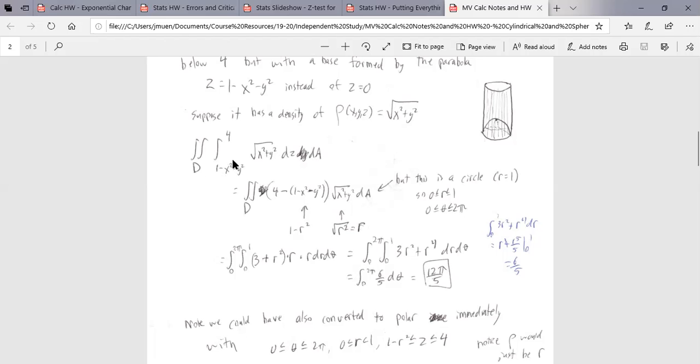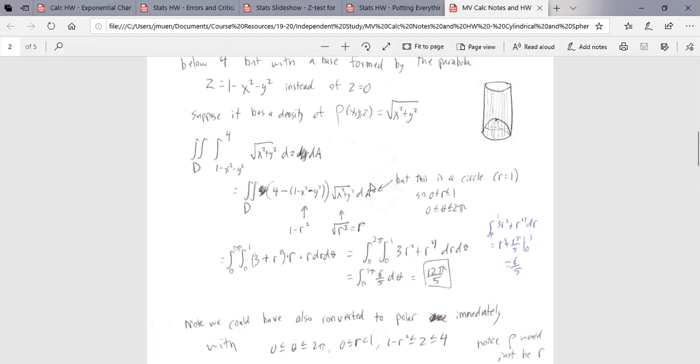So that's what we're integrating here, and we're integrating the square root of x squared plus y squared, and that just means that when we integrate it, we get the square root of x squared plus y squared times z, and this just becomes 4 minus 1 minus x squared minus y squared. But now this is no good. This is not a helpful integral anymore. So now we can convert to polar.